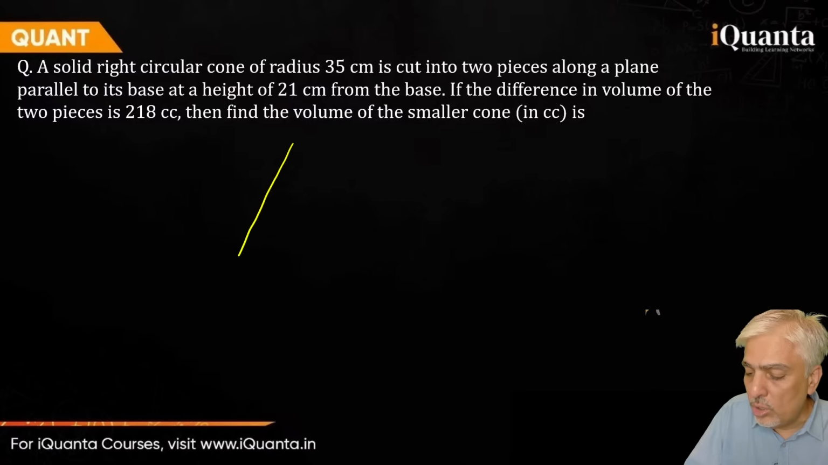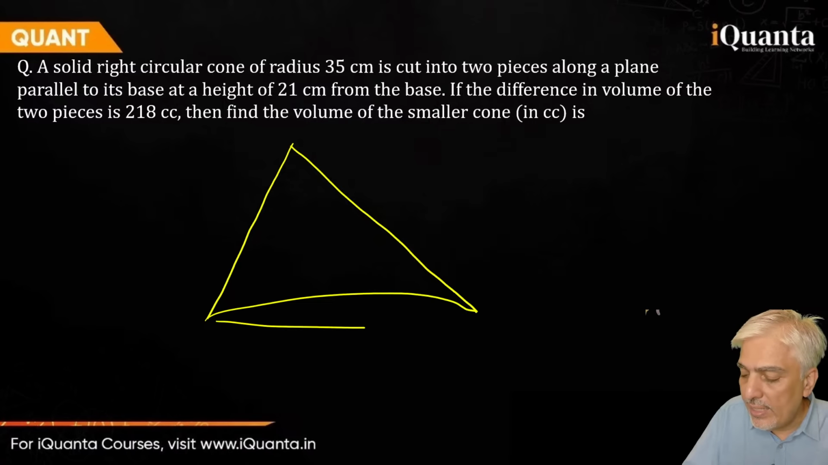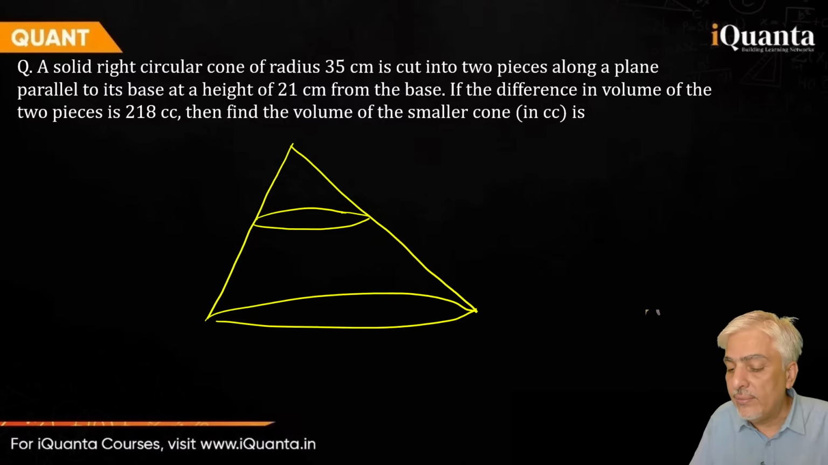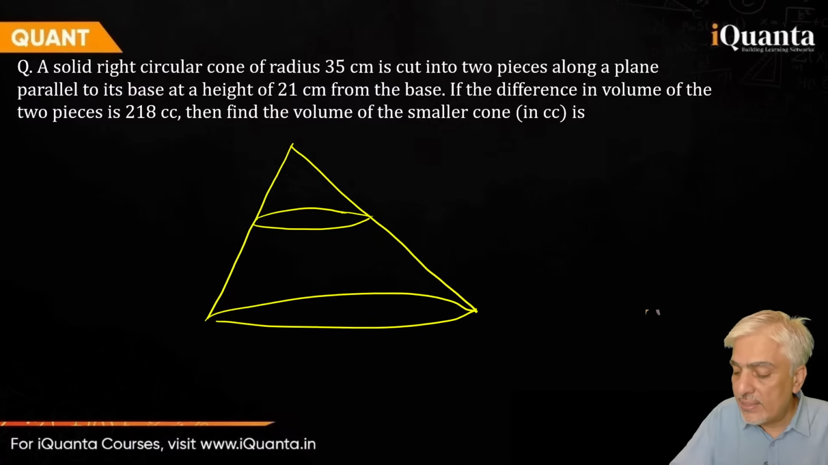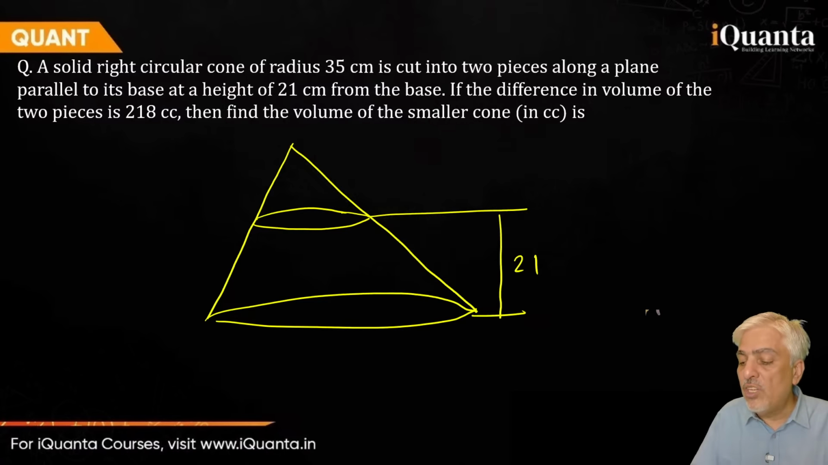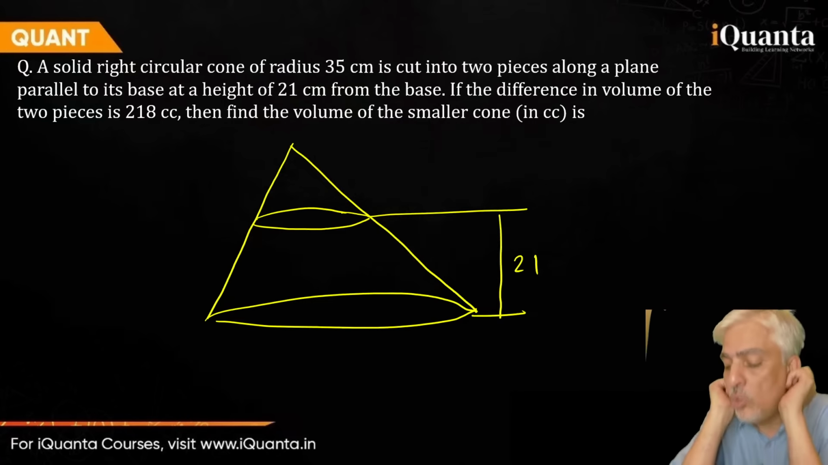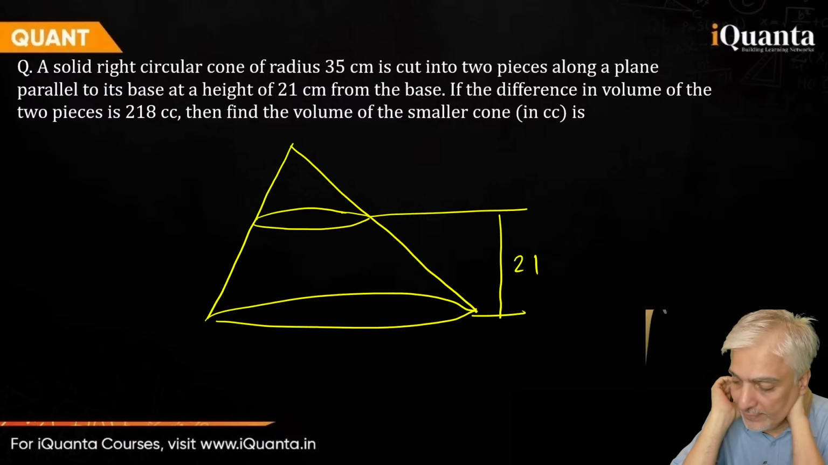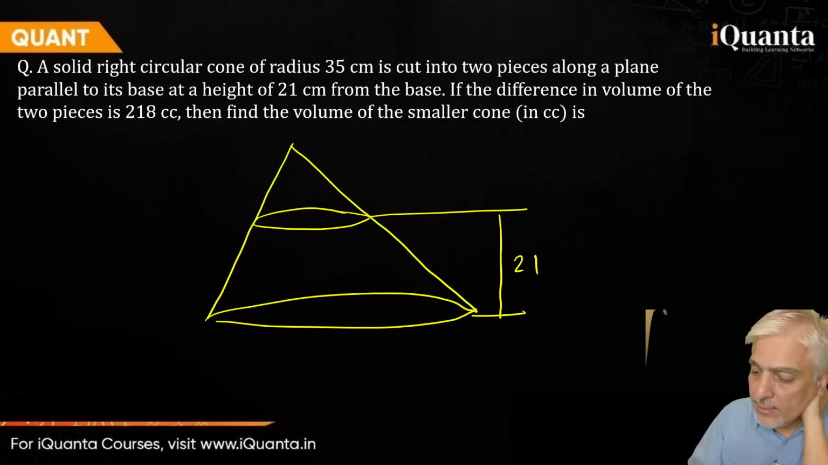A solid right circular cone of radius 35 is cut into two pieces with a plane parallel to the base at a height of 21 from the base. So height is 21 from the base. If the difference in the volume of the two pieces is 218 cc, find the volume of the smaller cone. The bigger one's radius is given as 35, right?